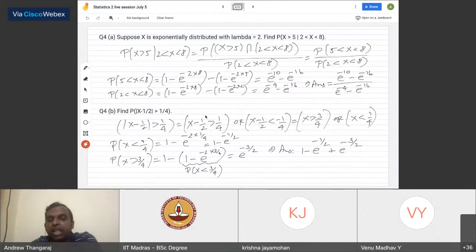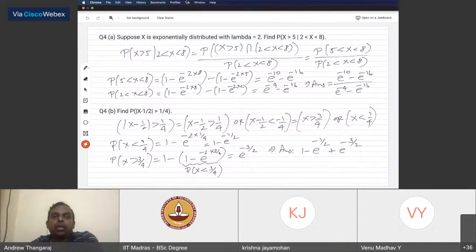And now it's just a simplification. x minus half greater than 1 by 4 is the same as x greater than 3 by 4. x minus half less than minus 1 by 4 is x less than 1 by 4. So now you have to just find the probability that x is greater than 3 by 4, and the probability that x is less than 1 by 4. Again, use the correct formula for the CDF. The probability that x is less than 1 by 4 is 1 minus e power minus lambda x. So you get this. x greater than 3 by 4 is 1 minus the CDF of this, and that will give you this. So then you add it up. Why do you add it up? Again, these two are disjoint events, no intersection. So you can just add and there's no need to subtract.